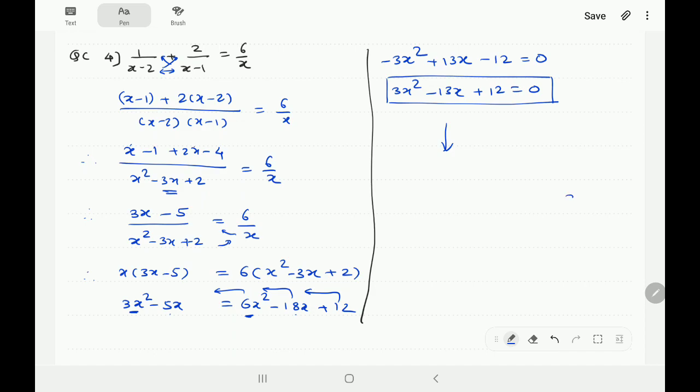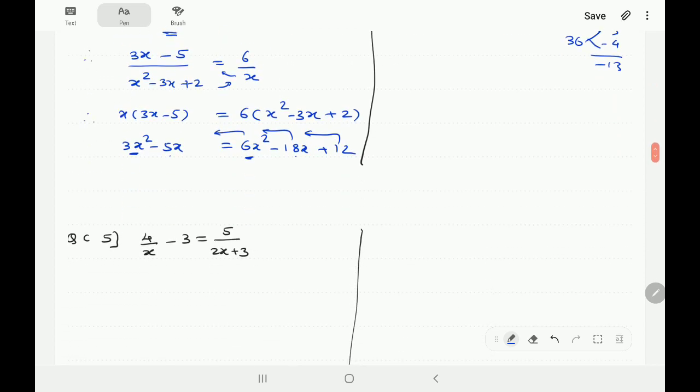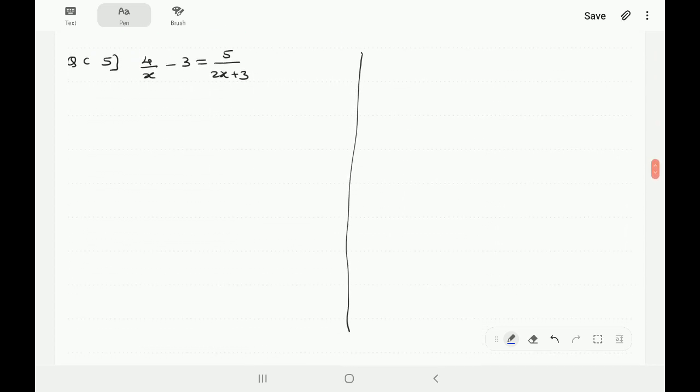You need factors of 36 (12 threes are 36) that give minus 13 as the sum. Right? Easy. 9 and 4, both minus. Easy, not difficult. You can try this. Right? Till then, you can go for the next one.